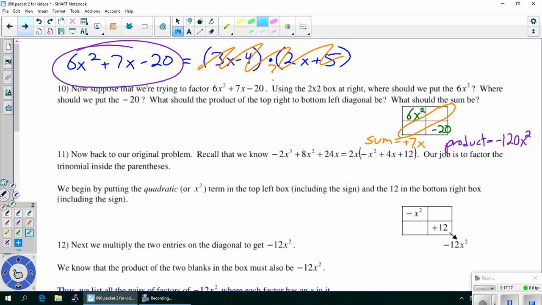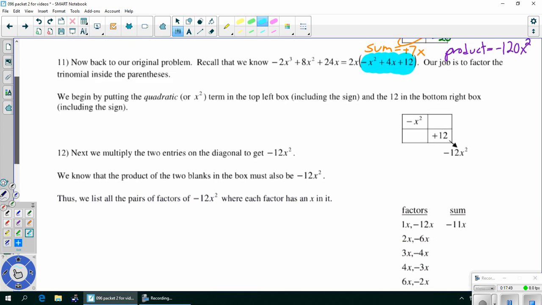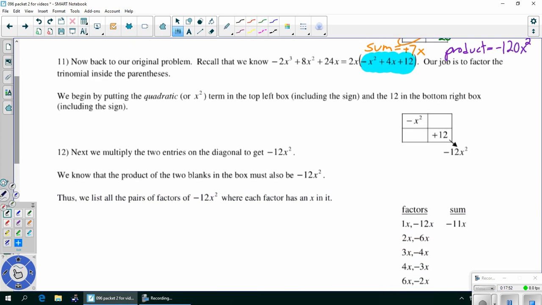So this was the thing we were trying to factor. Remember, we had factored out a 2x originally from this problem way back when. And so let's see if we can start filling in a 2x2 box with the given information. All right, so I know this is already filled in here, but I'm just gonna draw a blank one and start over, even though the answer is right there. So reading the information from that blue highlighted thing, negative x squared, where does it go? It goes in the top left.